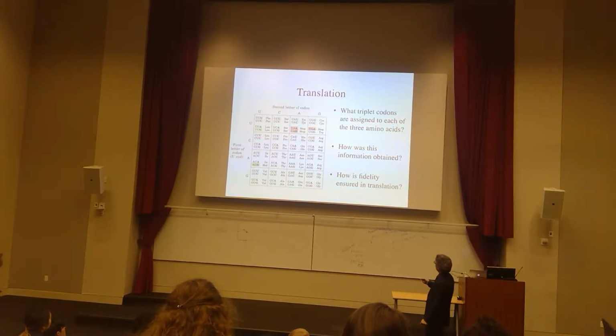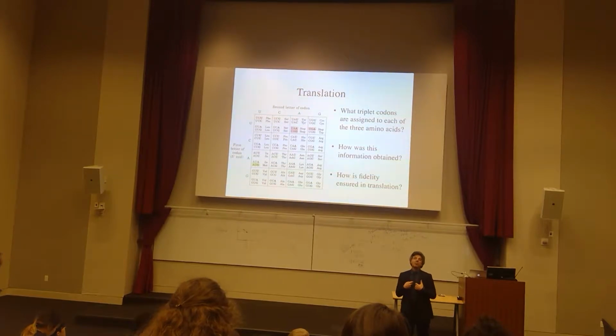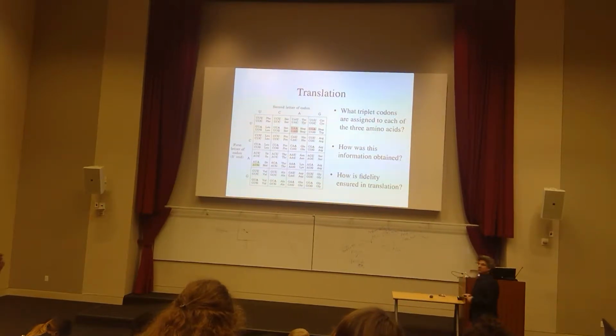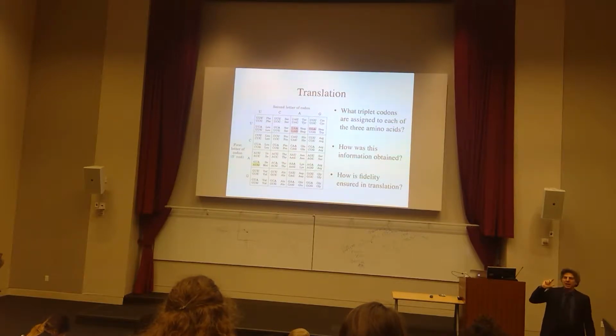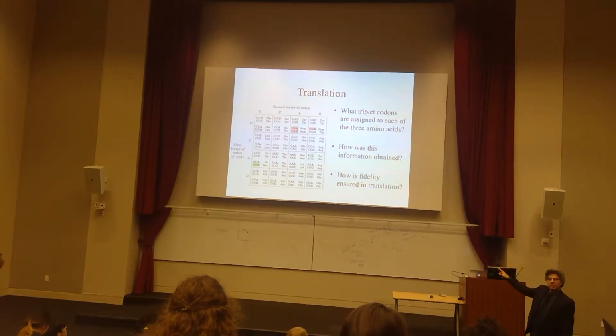So we're not going to ask you to memorize this. What I'm more interested in is making sure that you know how this information was obtained. And think about it this way, like, this is only one possible way we could have created a genetic code.